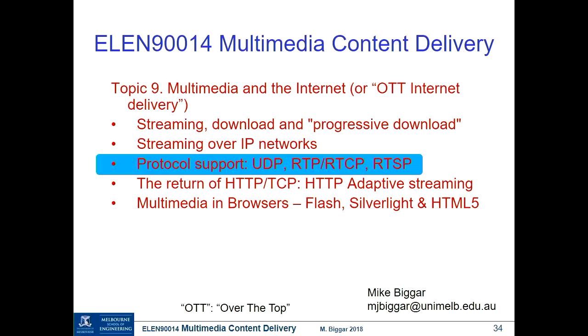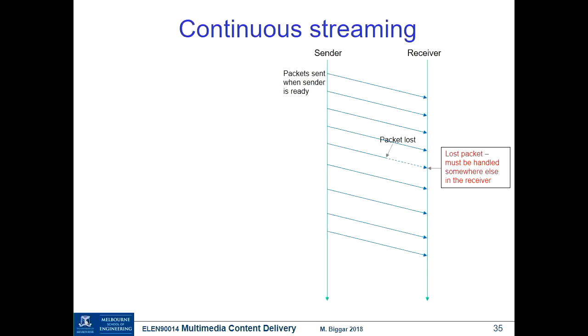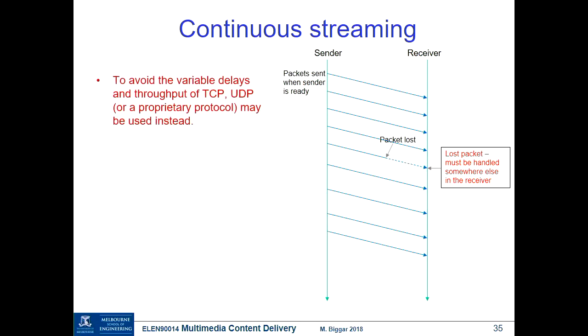And they were based on the use of UDP. So the idea is that we can't afford the delays for retransmission, so we won't even try to detect losses. We're just going to send out packets as soon as the data is available, and just send and hope. And if a packet is lost, then we just have to handle that somewhere else. That's the basic philosophy. So UDP, or some proprietary protocol, but UDP is the IETF standardized transport protocol, could be used instead.